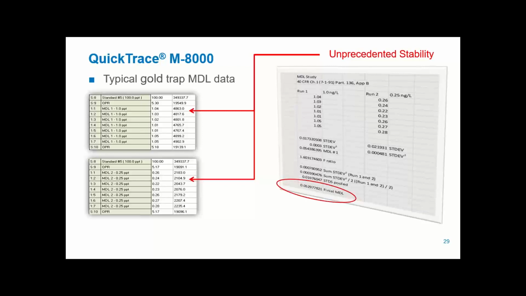So if your lab runs US EPA 1631, then this will look very familiar to you. It's the MDL and OPR requirements for system suitability before running drinking water analysis. This shows our data for an MDL study using 1 ppt and 0.25 ppt, which return the result of 0.5 ppt for the MDL. I wanted to include this raw data to show you how stable this instrument is, even at those ultra trace levels.